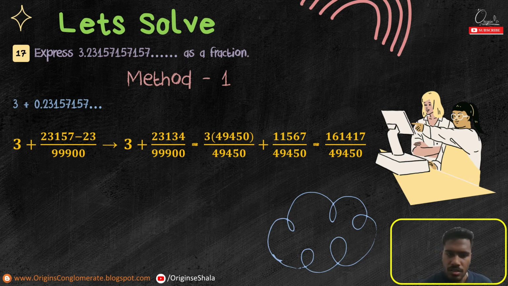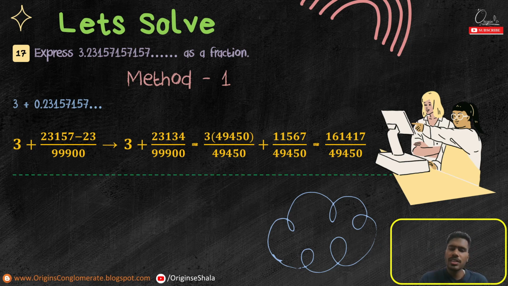But at the end, whenever I get this simplified value, I will again have to add it with 3 to get the final fraction form, and that will involve multiplication and simplification also. So your steps are increasing. You can clearly see your steps increased by about 3 steps.